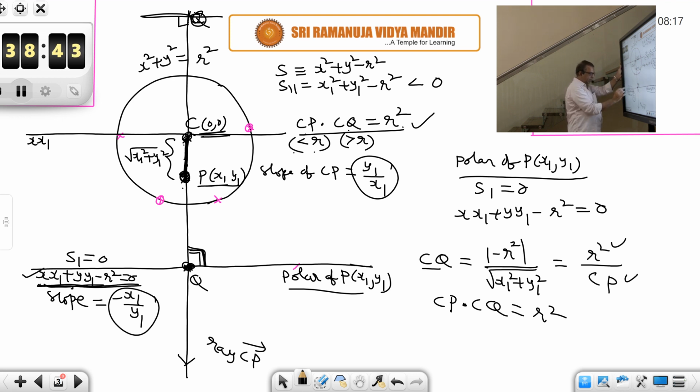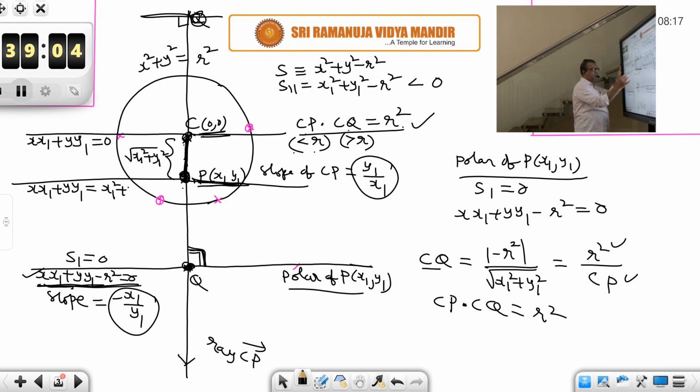Parallel to this line, x x1 plus y y1 passing through the origin is 0. Okay. Through this point x1, y1, you draw the parallel line. So x x1 plus y y1 is equal to some constant k. Constant k can be obtained by putting the point x1, y1. So x1 square plus y1 square.